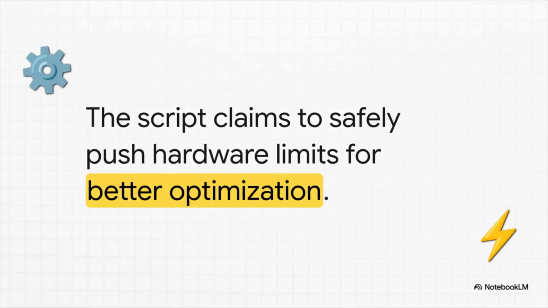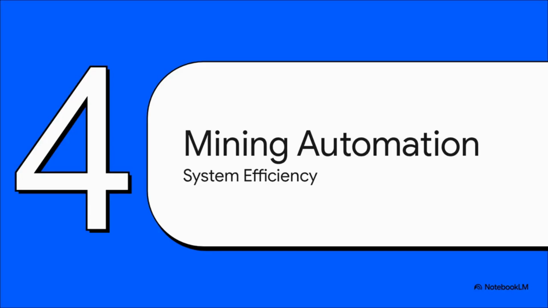They categorize this mechanic simply as better CPU optimization. It's framed as this core technical benefit, a really smart, efficient way to safely redline your hardware to extract maximum mining power while completely bypassing the risk of overheating. Part 4. Mining automation and efficiency.